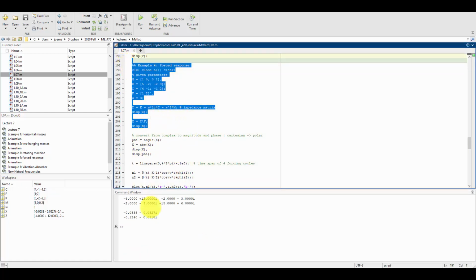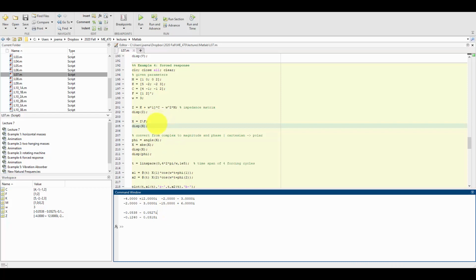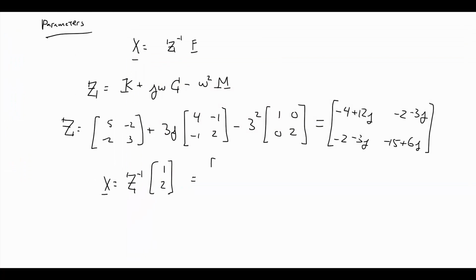And we see it down here. This is the x vector. It is complex, as we expect, because z is complex, because we have a non-zero damping matrix. I'll copy down what we got out of MATLAB, although a lot of this we'll keep doing numerically. So we get negative 0.0538 minus 0.0527j for the first element, and negative 0.124 minus 0.0318j for that second element. All right, so that is that x vector in this case.